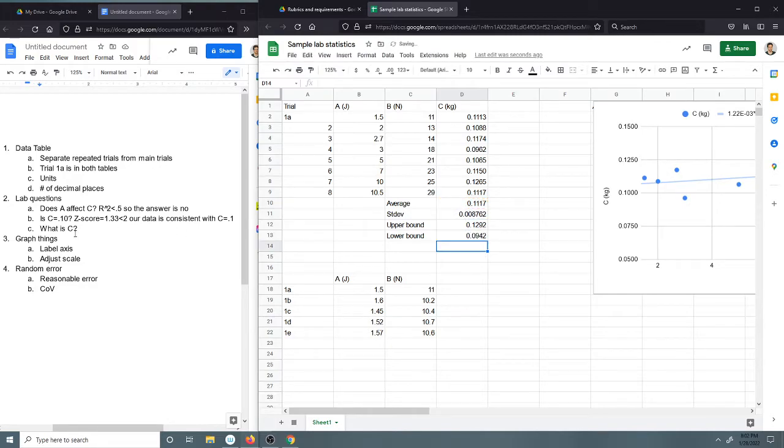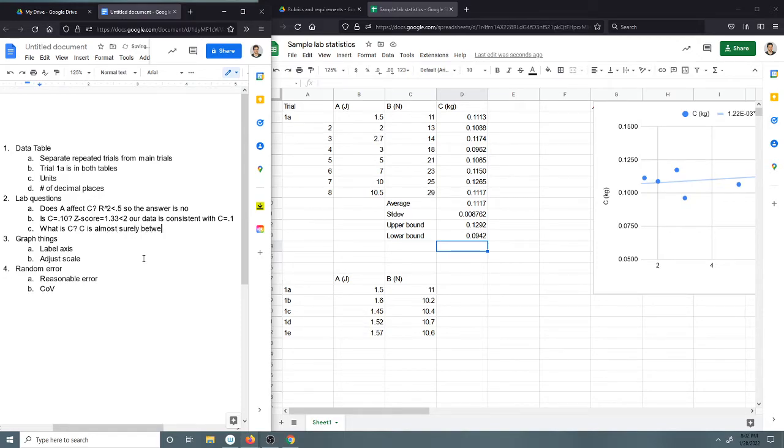So the answer to what is C is almost surely between 0.0942 and 0.1292. That's the answer to that question. What is C? And again, you only have B or C. You won't have both. But this is the answer for it. We already did label the axis on there and adjust the scale. We already did that, so let's talk about random error.